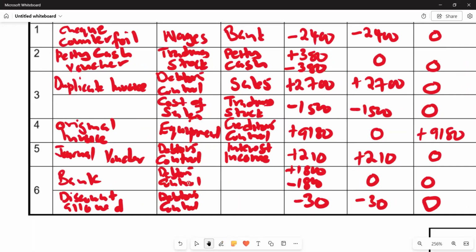So this is what we have, guys, according to this question of analysis of transactions. But basically, it's a question that is in particular concentrating on double entry and effect on the accounting equation.